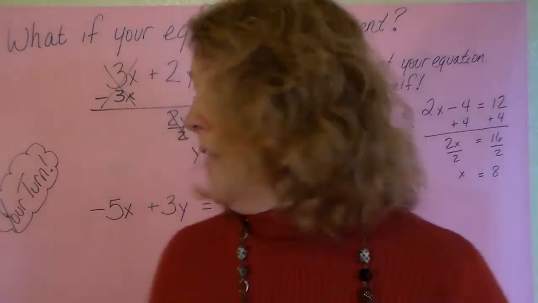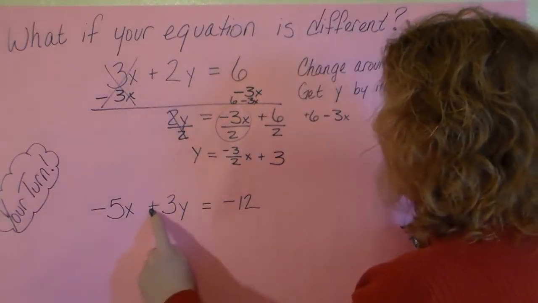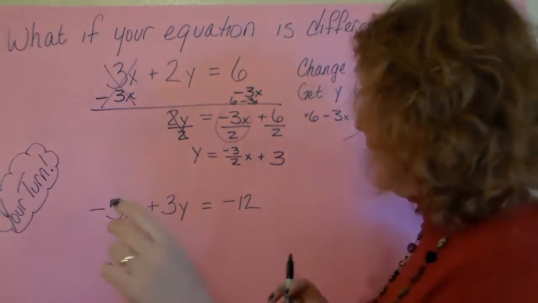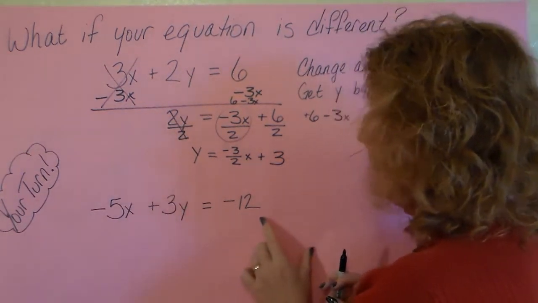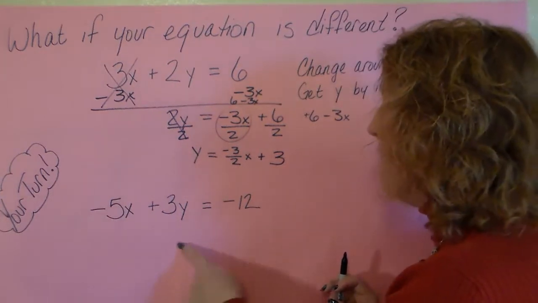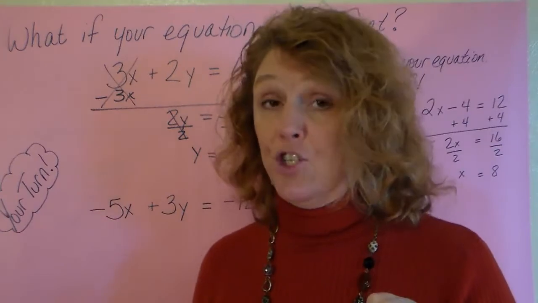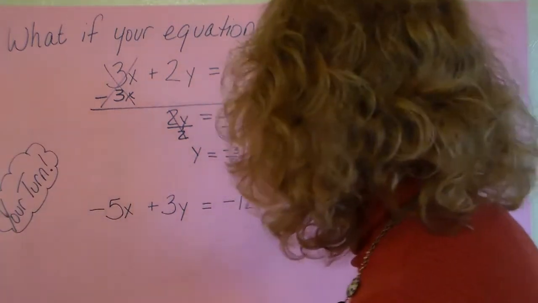This is your turn. Here I've got negative 5x plus 3y equals negative 12. You're going to start by adding 5x to both sides, and then you're going to divide everything by 3. Push pause, give it a shot, come back.